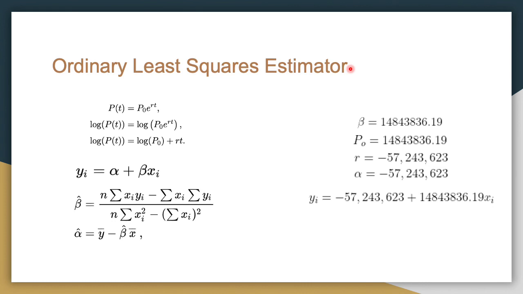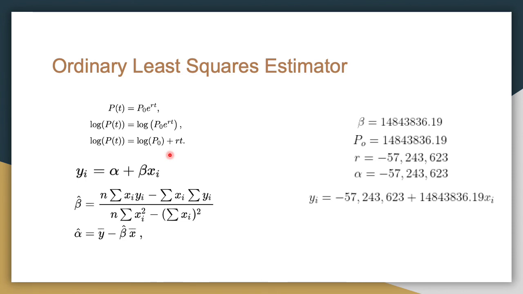Another way of determining which model is the most accurate is by using the ordinary least squares estimator. First, we need to turn the exponential model into the slope-intercept form, where P0 and R will be constants that we need to find. P0 is the initial population, and R is the growth rate. To determine what these values are, we must use the ordinary least squares estimator.